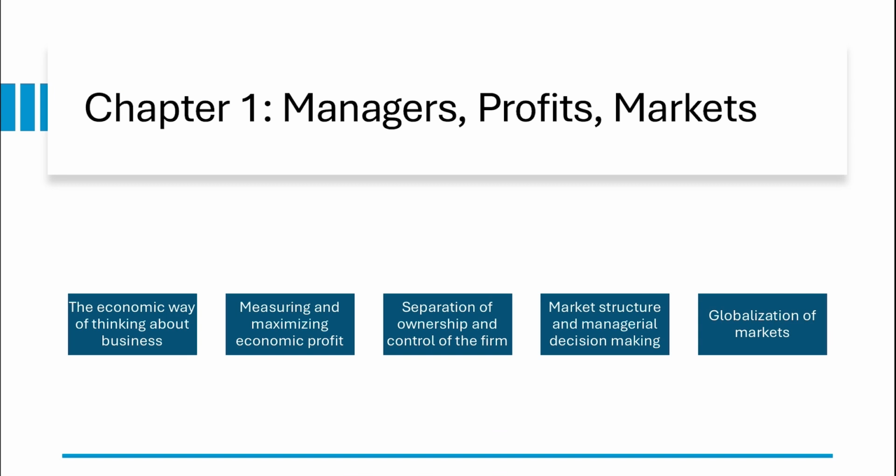Okay, in chapter 1, we're looking at managers, profits, and markets. And we have 5 subsections. Looking at the economic way of thinking about business, the big picture goal here is how do we understand markets better so we can make better decisions within markets as managers and owners of businesses.